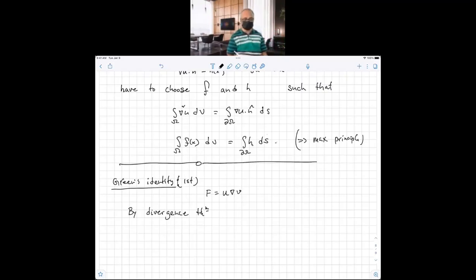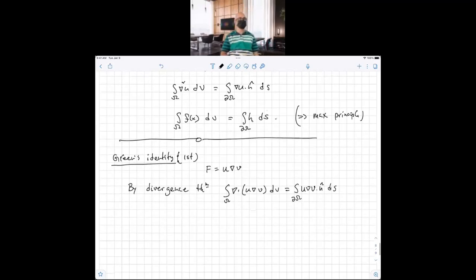So apply the divergence theorem. You say, okay, the divergence theorem would be: the integral of the divergence of U grad V dV equals the integral of U grad V dot n hat dS. And then we want to evaluate the term on the left hand side. And how do we evaluate the term on the left hand side?